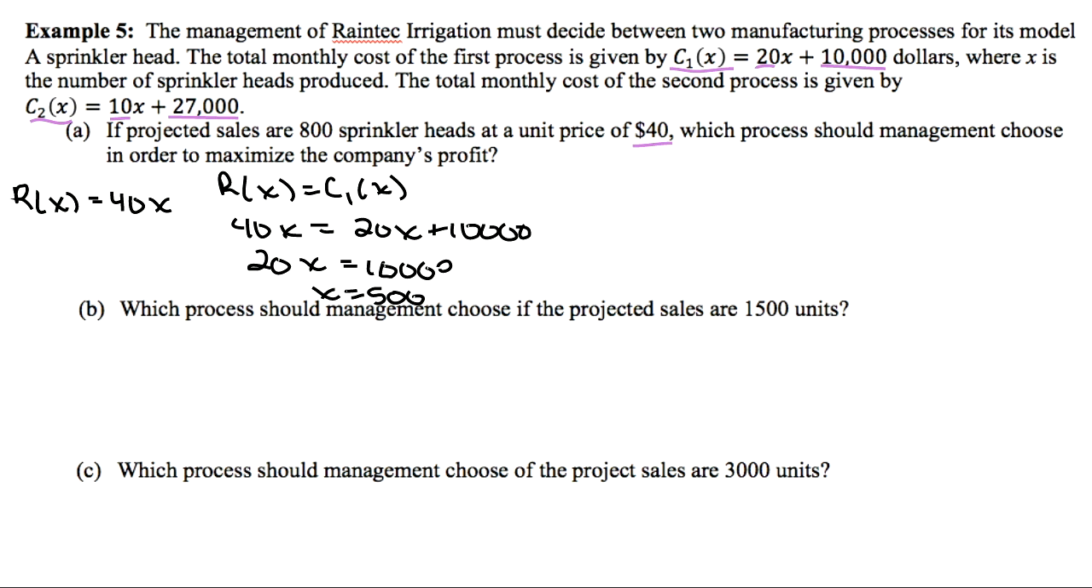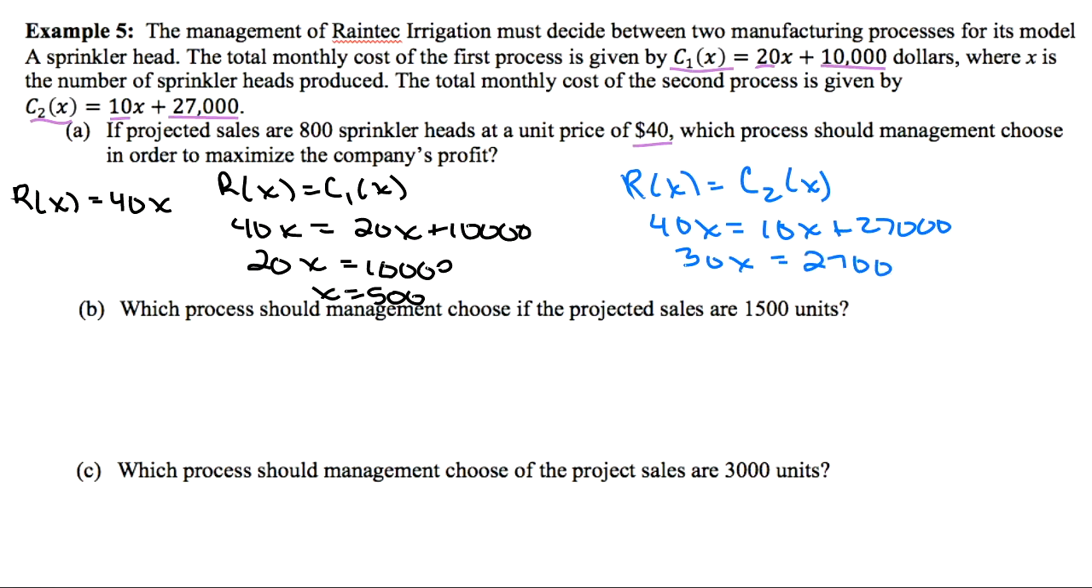All right, let's look at the same thing over here with C sub 2. So R of x, when does that equal C sub 2 of x? So when does 40x equal 10x plus 27,000? That would be 30x is equal to 27,000. When I subtract 10x from both sides and divide, we get x is equal to 900. So I have to make 900 in order to break even with C sub 2. Well, if I have 800 as my projected sales, but 900 is my break-even point, then with C sub 2, I'm going to realize a loss.